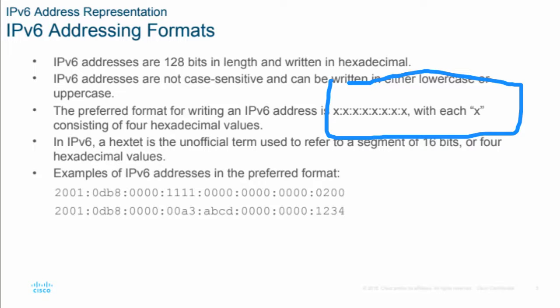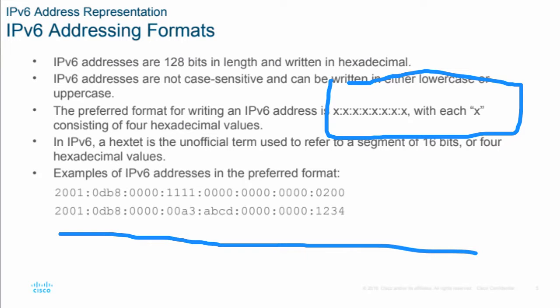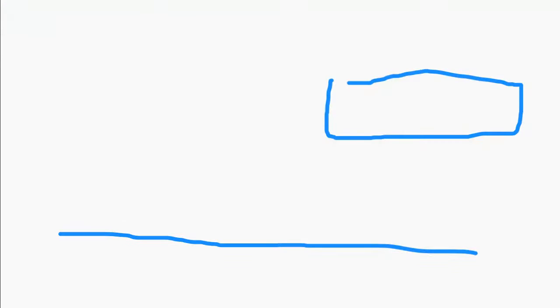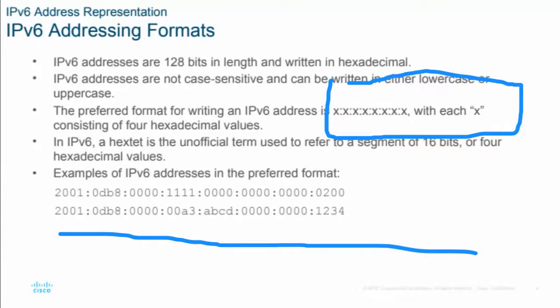These are examples of IP version 6 addresses. Each of these numbers is a hexadecimal number. So this 2 is actually hexadecimal. This is 4 bits. Eight times 4 is 32, times 4 is 128. This is how it's calculated, all right?